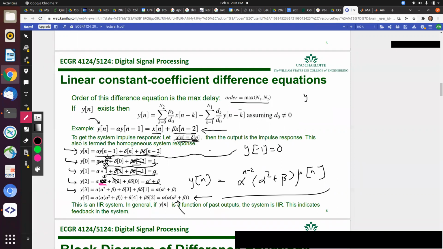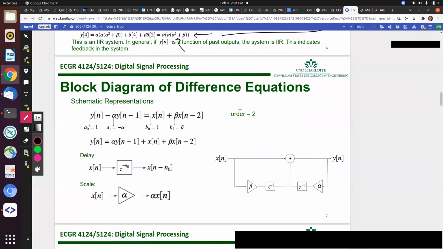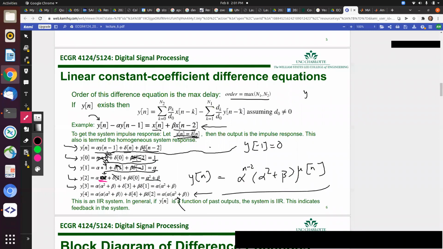Okay. So the initial conditions for this problem: y of minus 1 is equal to 0 and y of 0 is equal to 1. In this particular case, we didn't actually solve for the entire solution. We only solved for the impulse response. So this would be the homogeneous solution to the differential equation. So it's only sort of half of the total solution.